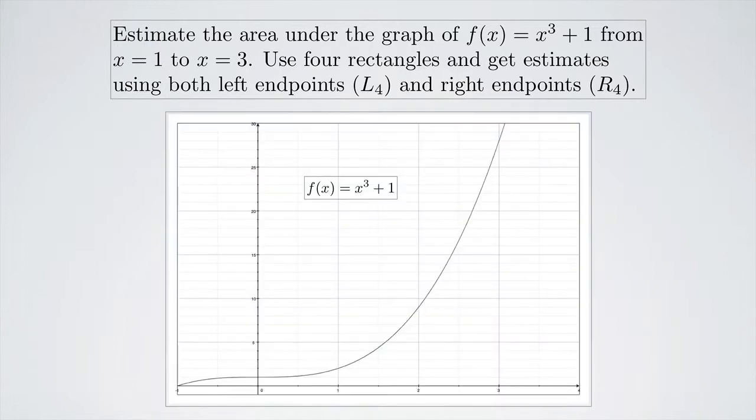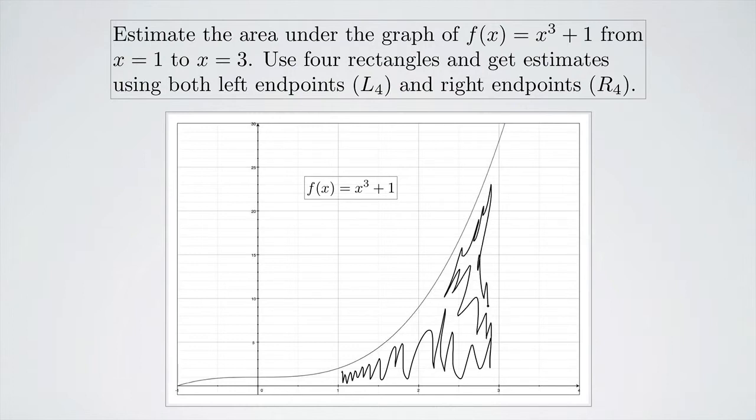So here's a graph of the function, just so you can get a sense of the area that we're talking about. In this case, the area we're talking about is between 1 and 3 underneath the curve. So we're talking about all of this area here. That's the area we're going to try and estimate. Okay, let's start by looking at the left endpoints.